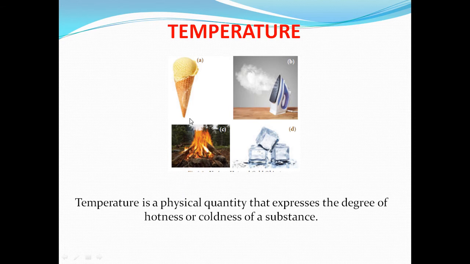In this picture, the ice cream is a cooling substance. For a cooling substance, 0 degrees is the melting point. The boiling point is when the substance maintains a temperature of 100 degrees Celsius. The ice cream is a cooling object, showing coldness of the substance.